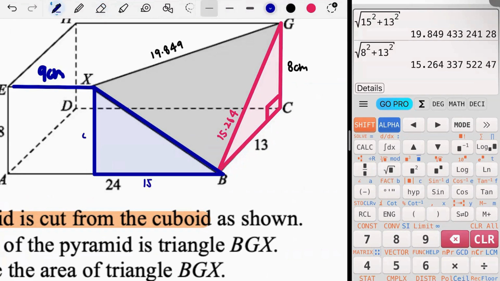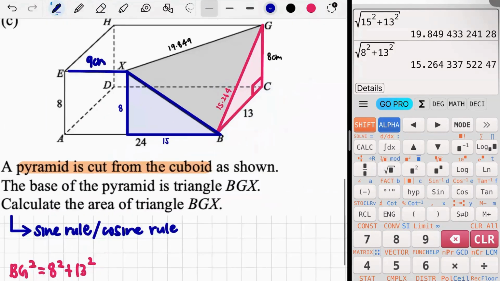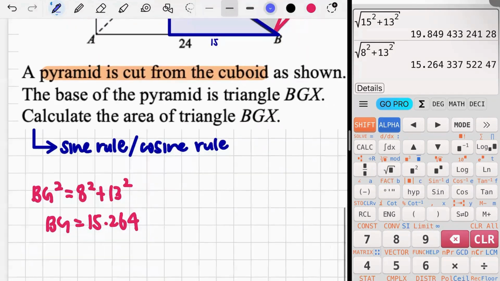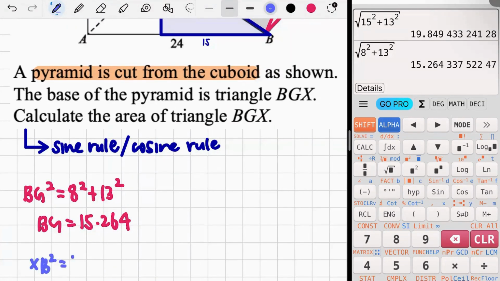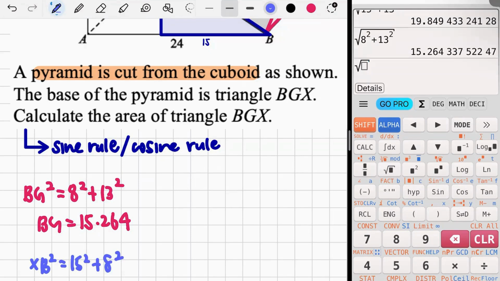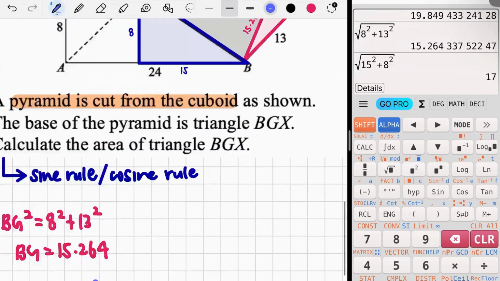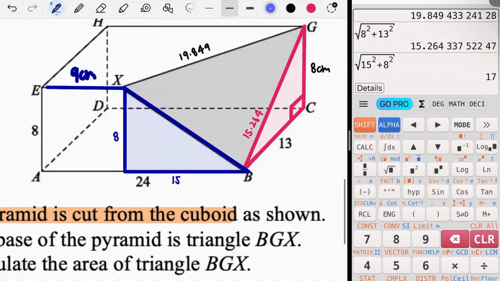15 over here and 8 over here, Pythagoras again, right? So I can use Pythagoras to find my XB. I use a lighter blue. So I'll find my XB square, which is 15 square plus 8 square. So my XB, same thing, I'm going to just use my calculator, 15 square plus 8 square. Oh, nice number, 17. So I managed to get this particular value, which is 17.